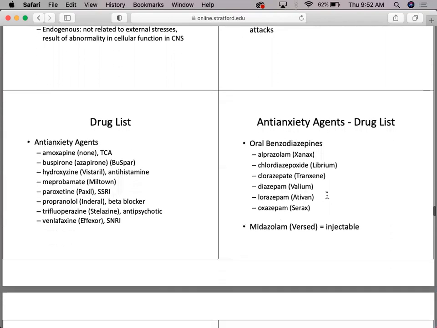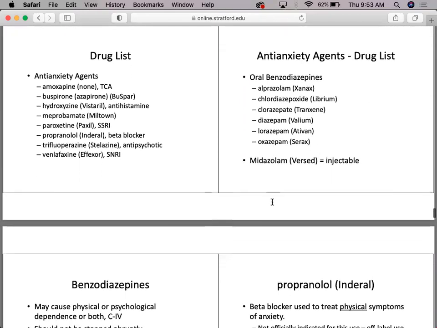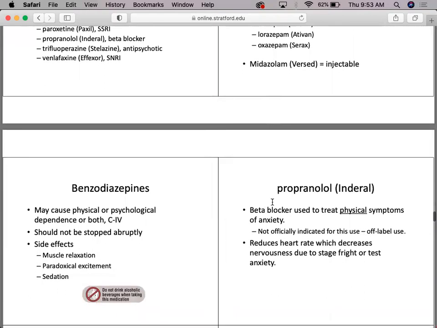Anti-anxiety, remember the thing that we always talked about, Valium and Ativan and Xanax, right? Alprazolam, Valium, diazepam, Ativan, and lorazepam. There's so many people on it. There's just way too many people on it.